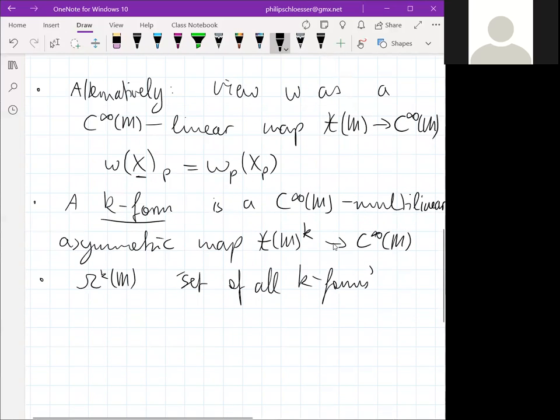And well, since they are maps to an R vector space, they are themselves an R vector space. And since they are C infinity M multilinear maps to C infinity M, they also form a C infinity M module.